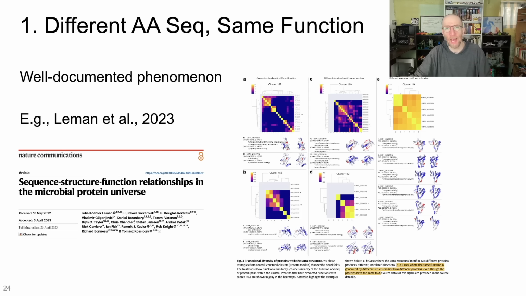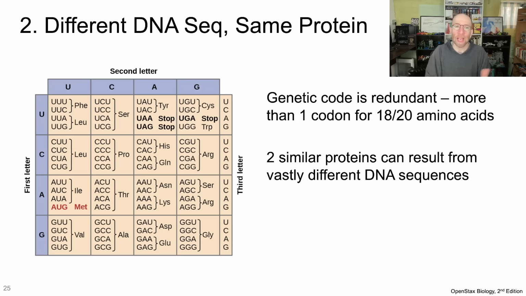and function. And then kind of the other side of the same problem is that because of the redundancy in the genetic code, you can get many different DNA sequences resulting in the same protein, right? So there are 20 amino acids that are used in Earth biology to make proteins. All but 2 of them have more than one codon, codon being a series of 3 nucleotides in DNA and RNA that code for a specific amino acid. So you can have 2 proteins that are very similar in terms of their amino acid sequence with vastly different DNA sequences, resulting in those structurally and functionally very similar proteins.